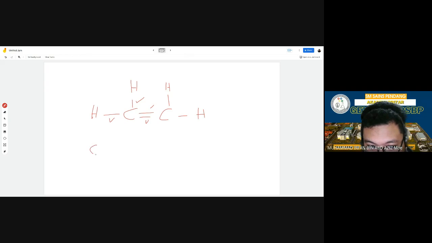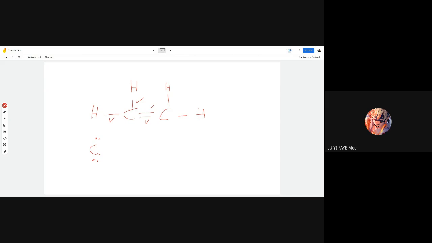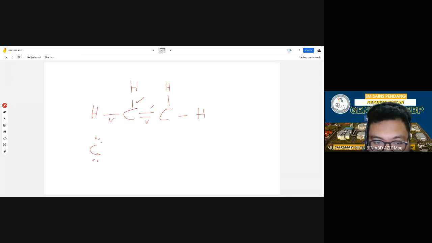While carbon, they have only 4 valence electrons. So it needs 4 more electrons. Jadi share. So ni 8 lah, 4 more lines tu. 4 lines lagi yang kena ada.